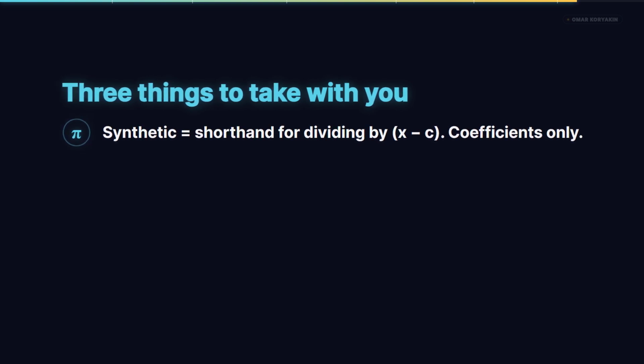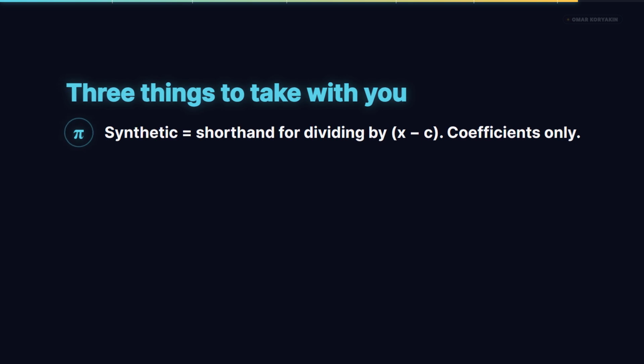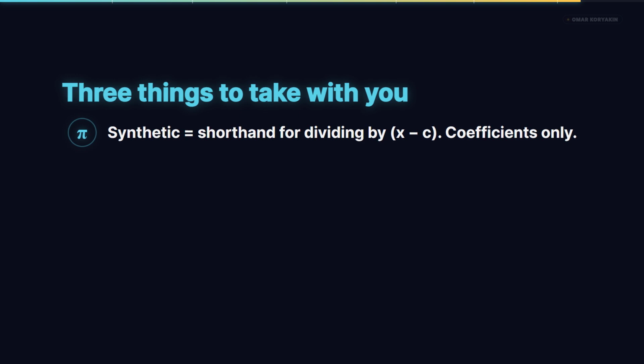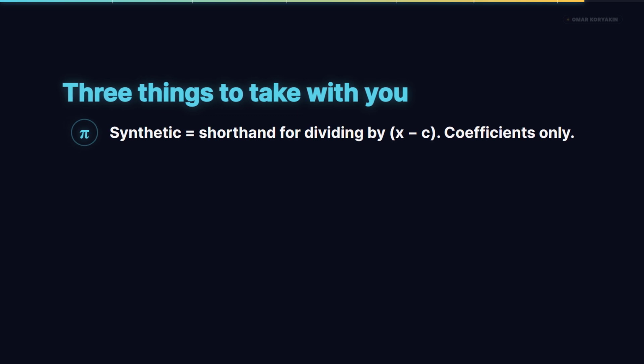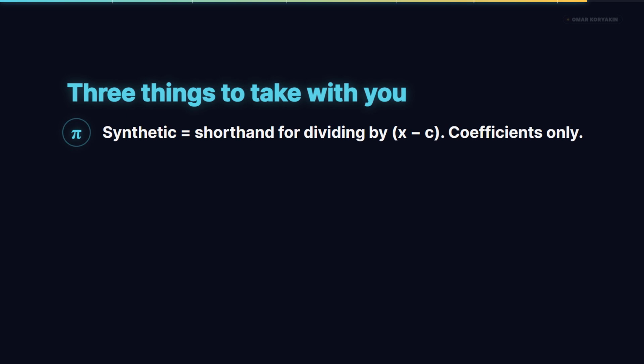Set up c at the left of the tableau, the dividend coefficients across the top in descending exponent order with zero placeholders for missing exponents. Then bring down the first coefficient unchanged, multiply by c, add to the next coefficient, and repeat across the row.